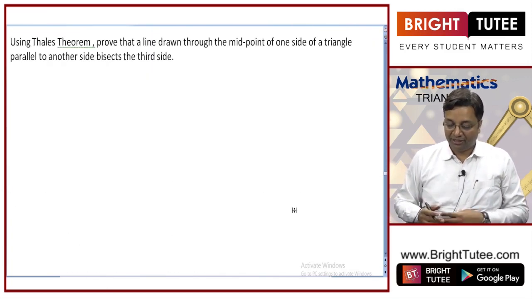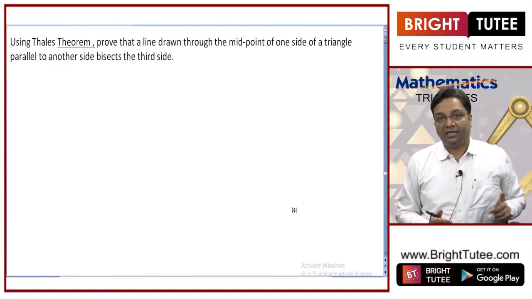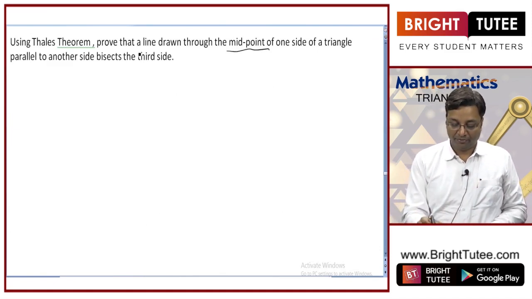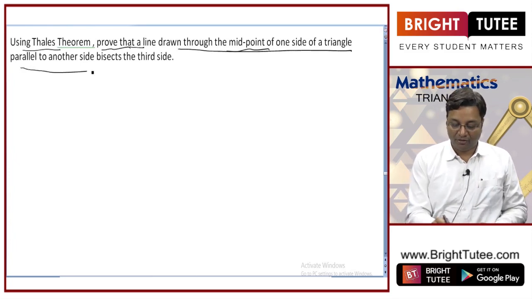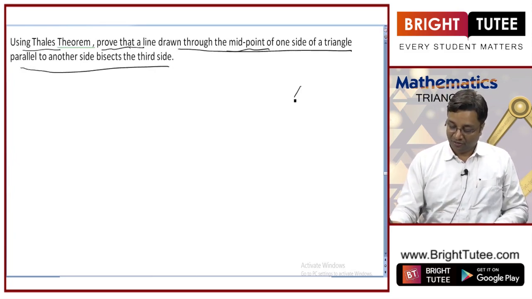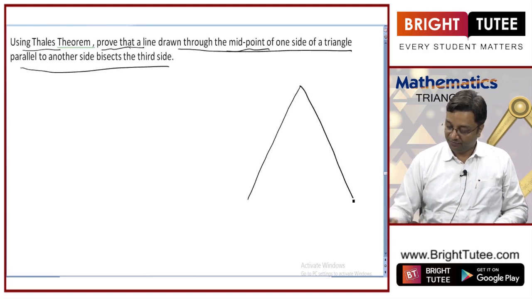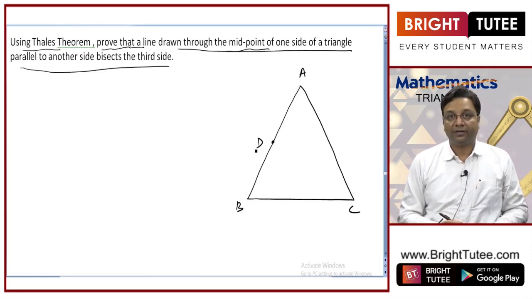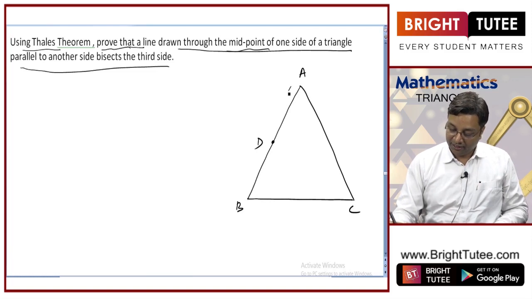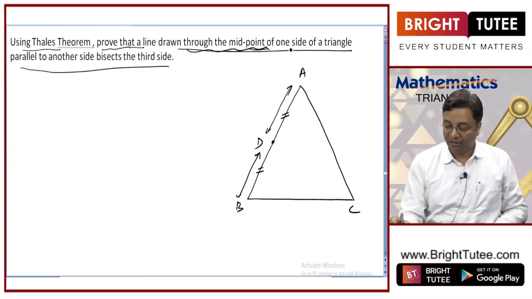Now these questions are very simple if you know the midpoint theorem from your class 9th. Now using Thales theorem, we need to prove that a line drawn through the midpoint of one side of a triangle parallel to another side bisects the third side. What it wants us to prove is, let us say this is triangle A, B, C and this is point D, and point D is the midpoint of AB. So AD is equal to DB, through the midpoint of one side.